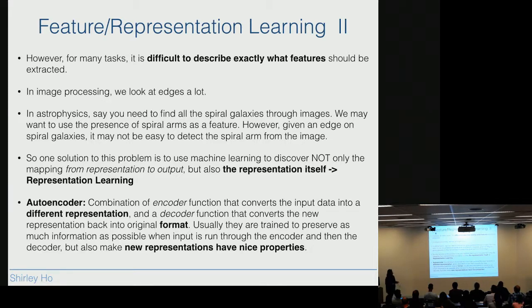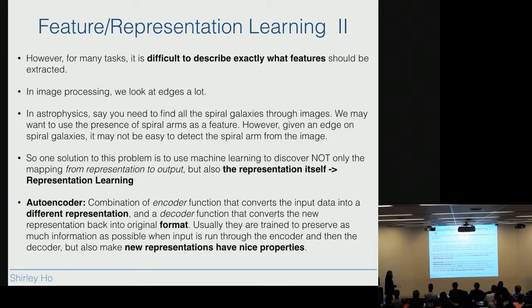So one solution for this problem is to use machine learning to discover not just the mapping from representation to output, remember, the correlation between the representation and output, but also the representation itself. So that's a whole field of representation learning.